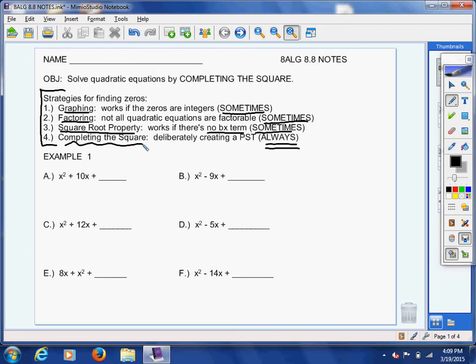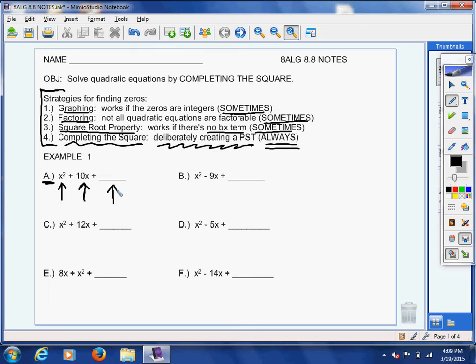Now, let me kind of give you a little background information. You are on purpose, deliberately trying to create a perfect square trinomial. Now, look at example 1, and I'm here at letter A, and I'm going to show you how to make this soon-to-be trinomial a perfect square trinomial. First thing, make sure they're in descending order, in standard form, that your square variable is first, then your bx term, and this is the number right here, your constant number. That's the number that we're going to mathematically calculate and put there, okay?